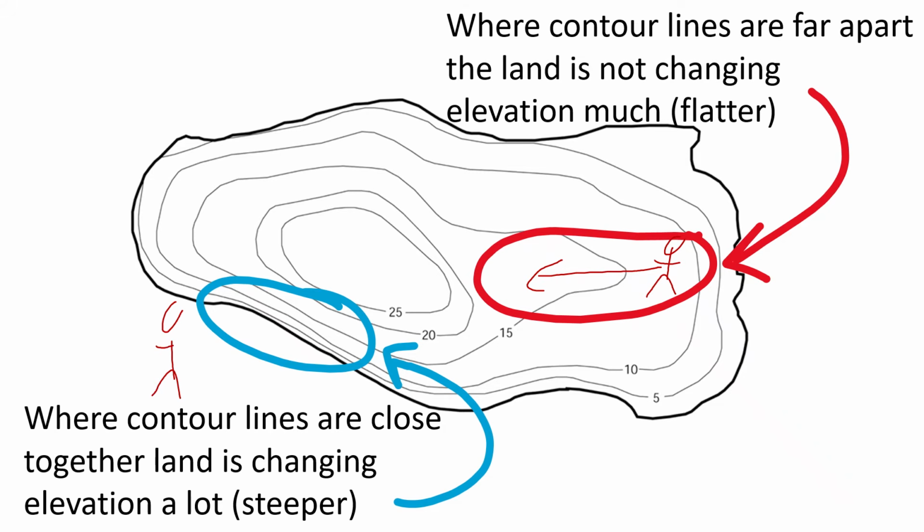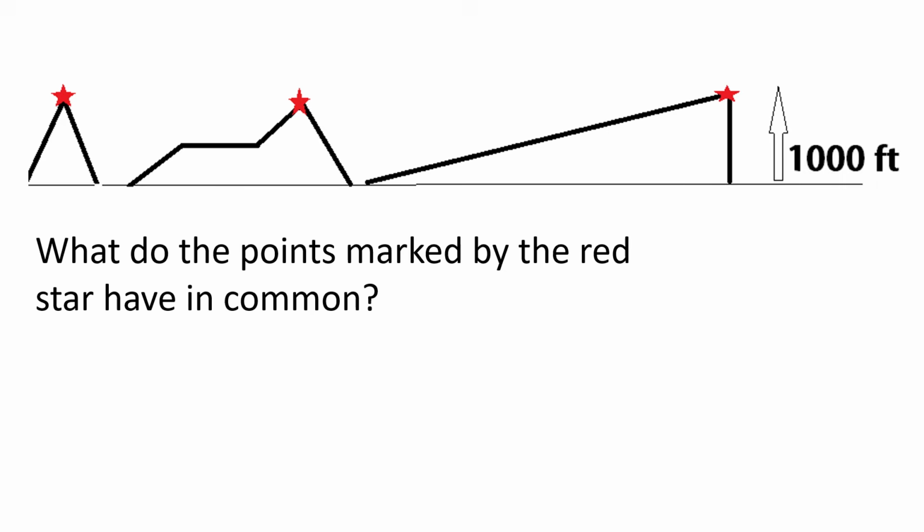Over here, however, you go walking there, well, you're not walking a very big distance and you've stepped up like 4 or 5 times. You're going up a lot more than you did in the red circle. Well, that means the land is steep because the elevation is changing a lot versus flat where it's not changing much. And that leads us into our term called gradient.